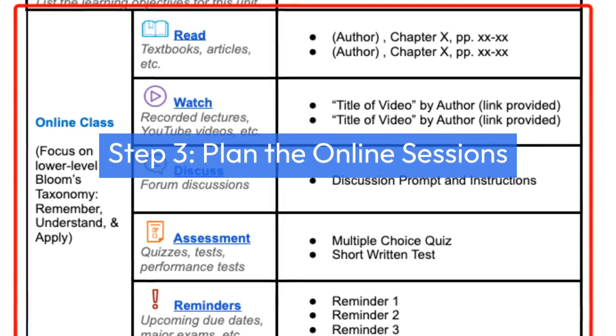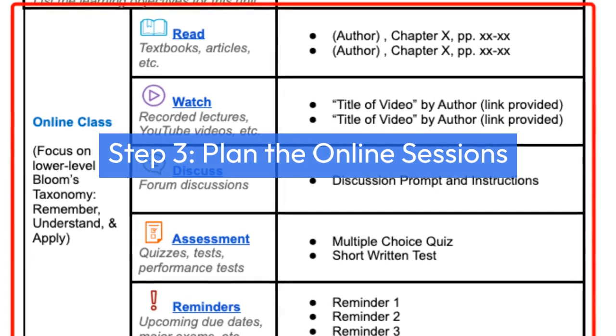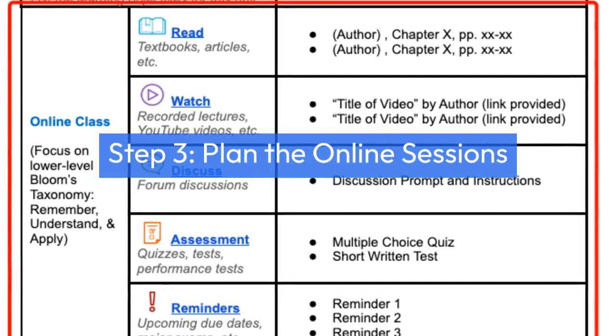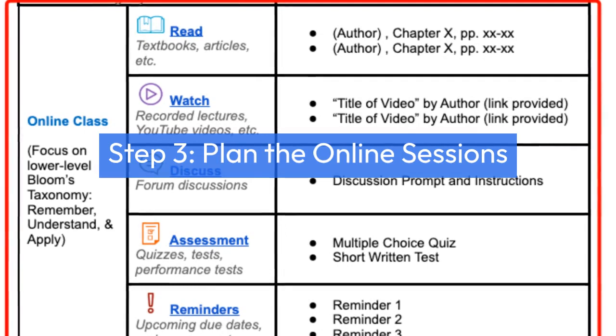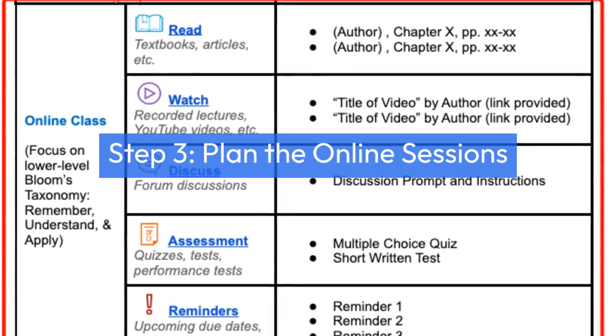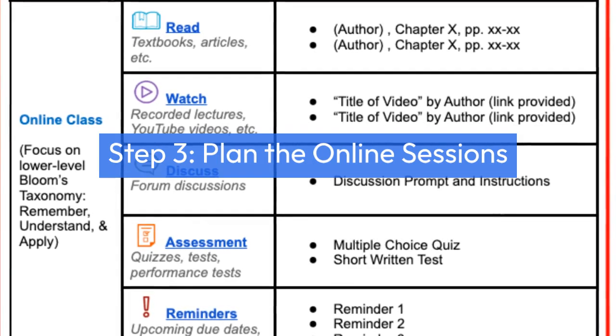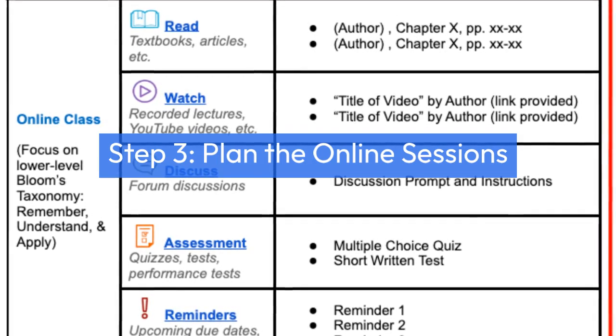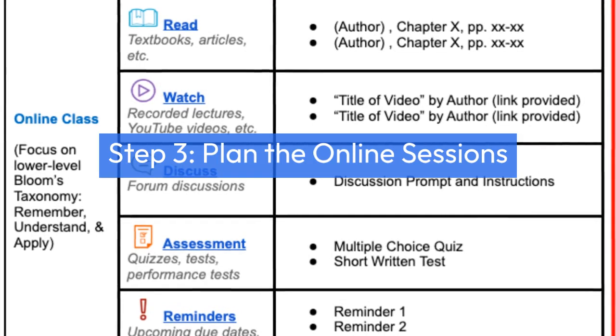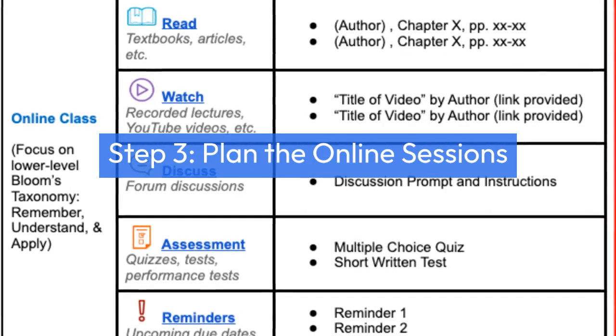Step 3. Plan the online sessions. For each unit, you'll need to provide detailed content for both online and in-person sessions. For the online class, list the readings, recorded lectures, and other materials students need to engage with. Include activities like quizzes or discussion prompts to test their understanding and engagement.